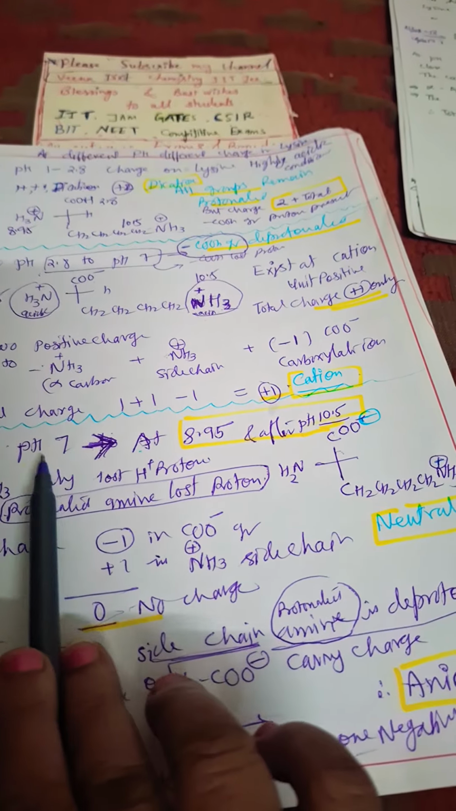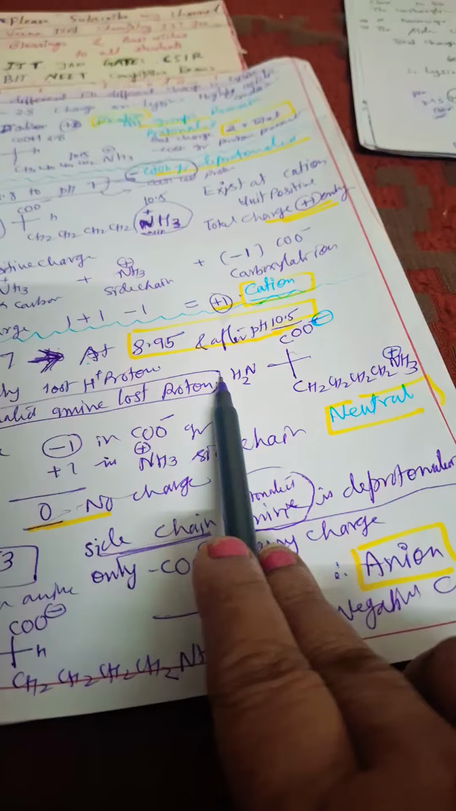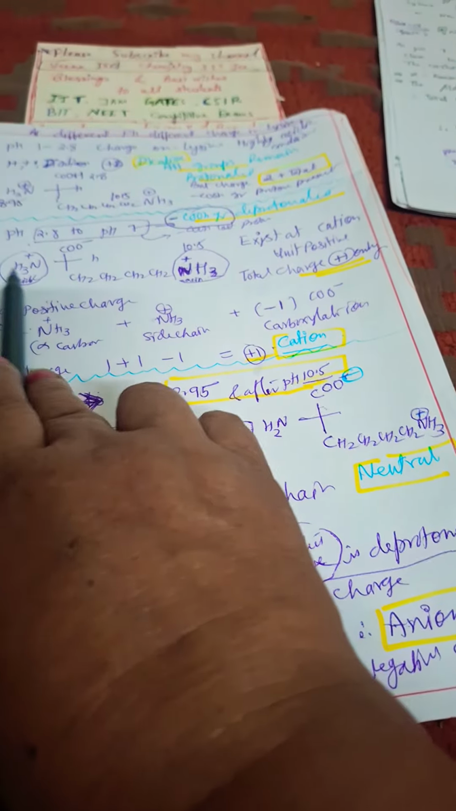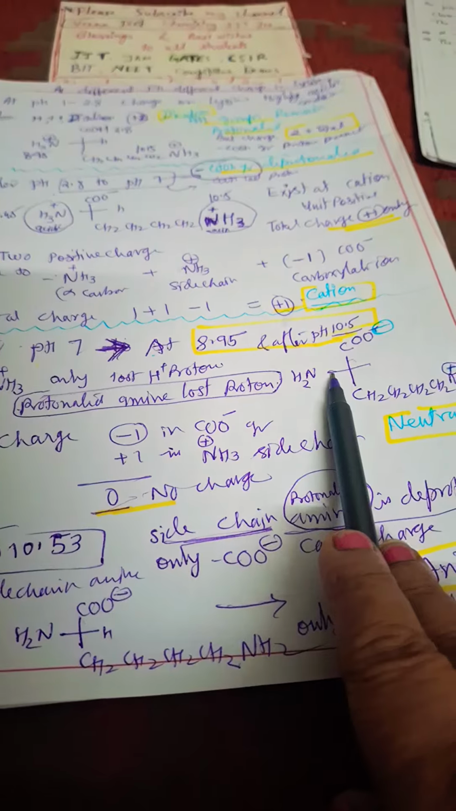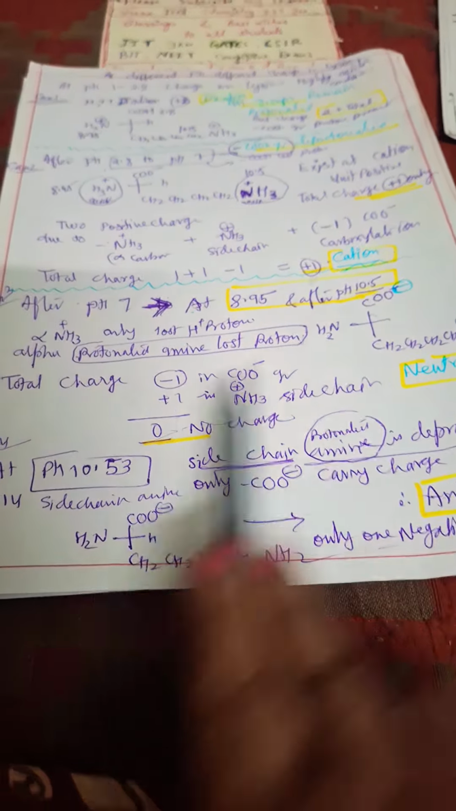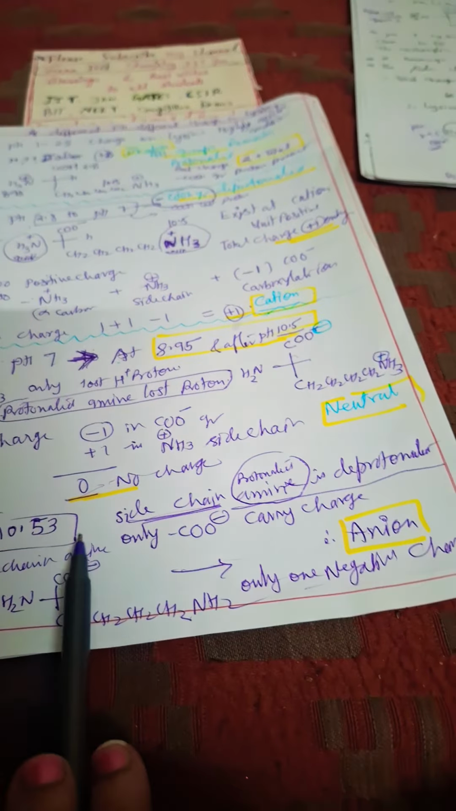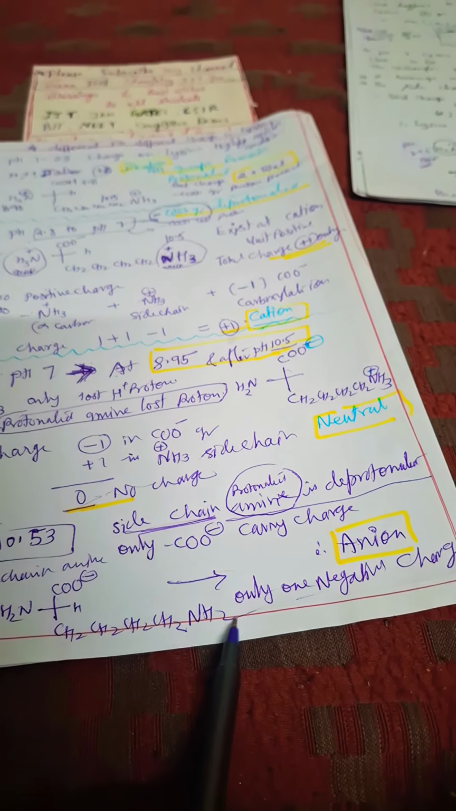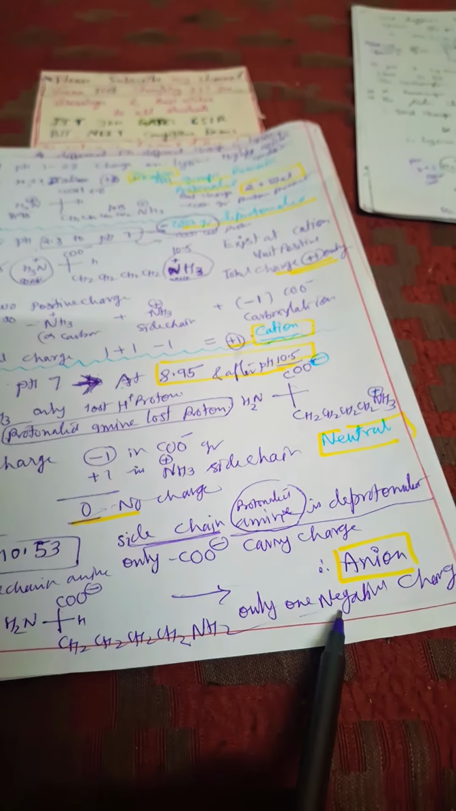And after pH 7 to 8.95, at that moment this alpha amino group, which has the 8.95 pK, will be deprotonated. So now total 1 positive, 1 negative, so this is neutral. And after this, at 10.53, how much charge? No charge. At 10.53 the side chain is also deprotonated. So this is deprotonated, this is also deprotonated, only 1 negative charge.